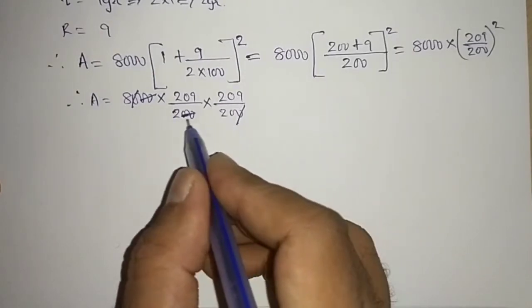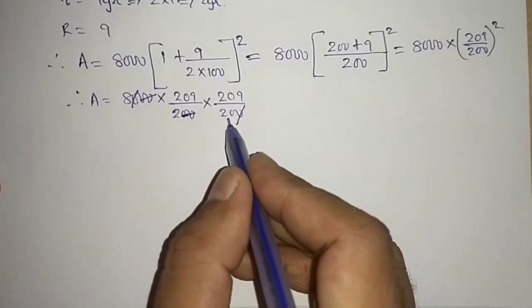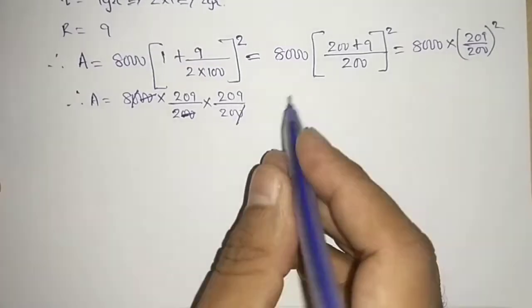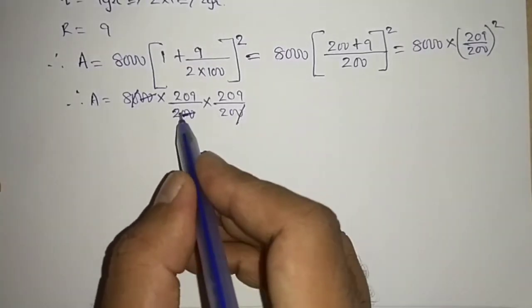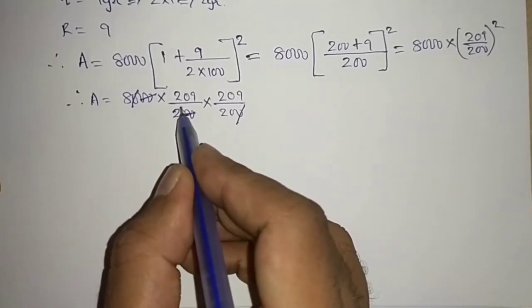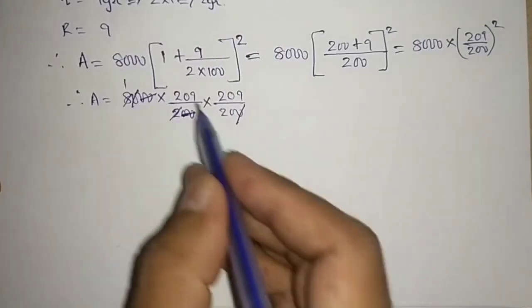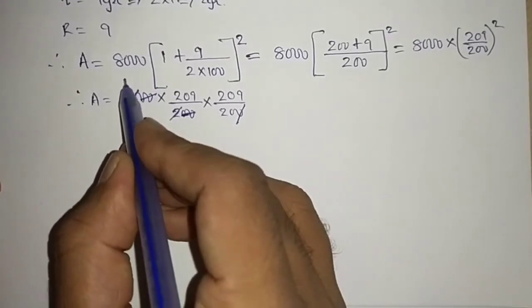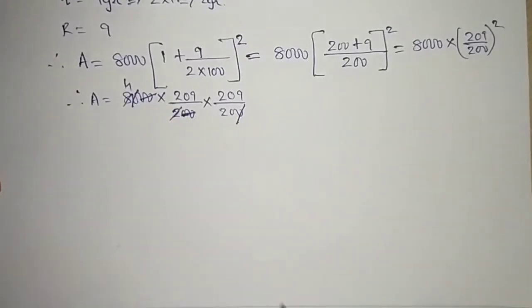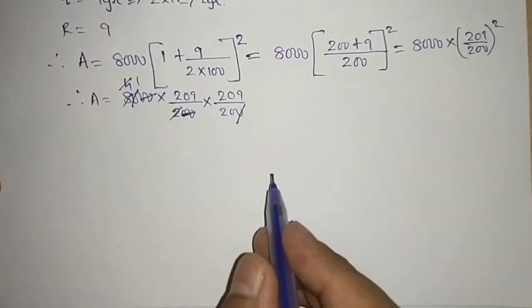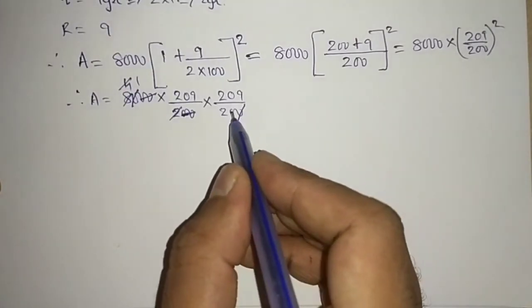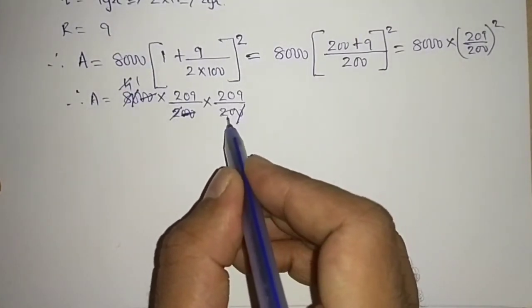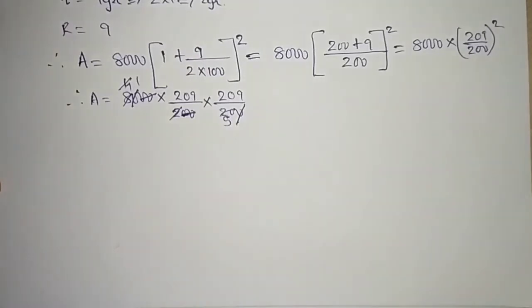Remaining 2 2s are, sorry, this is 20, so we will cut 2 1s are 2 and 2 4s are 8. Now 4 1s will be 4, and here we will cut as 4 5s are 20. Hope you are understanding.